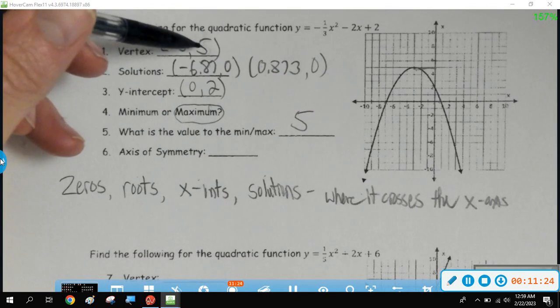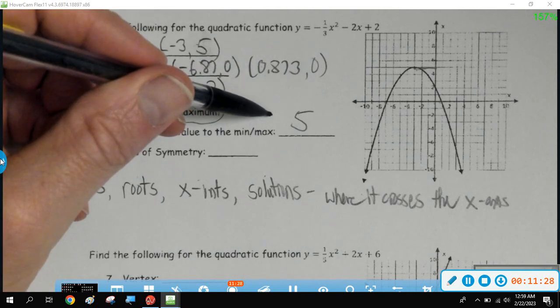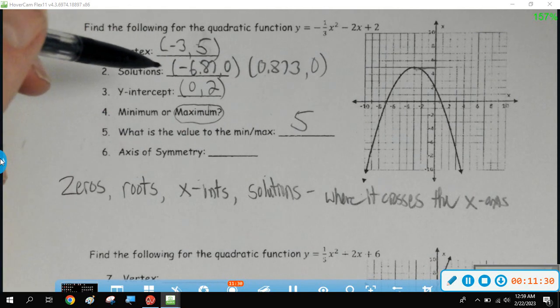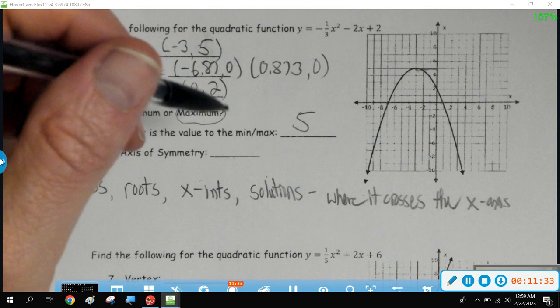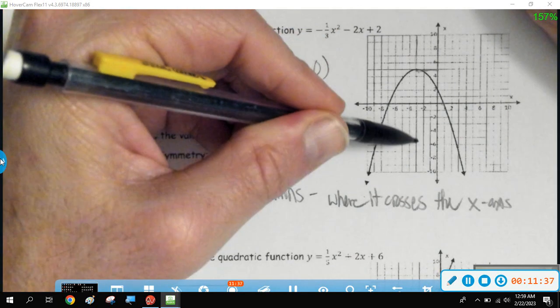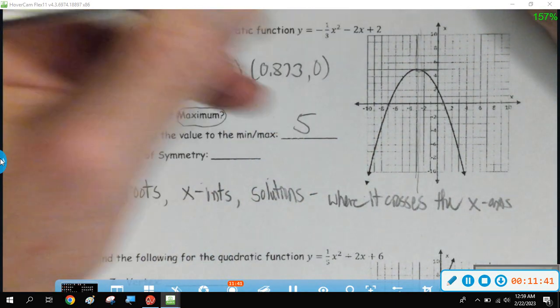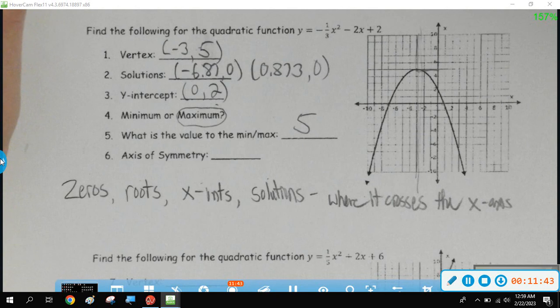And that's going to be the y value of the vertex. So if you found the vertex, you already found the value of the maximum or minimum. Now, axis of symmetry. What is it? The axis of symmetry is the line that goes right through the middle of the graph. It goes right through the vertex. It's a vertical line that kind of splits the graph in half.